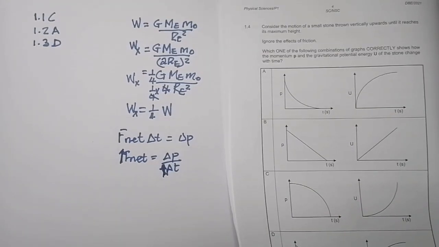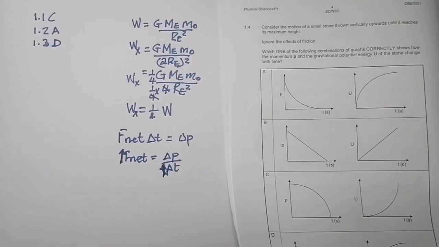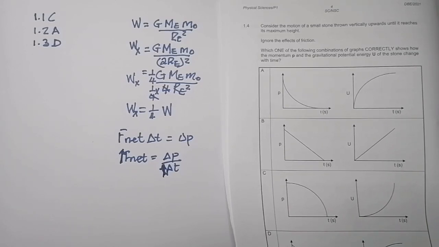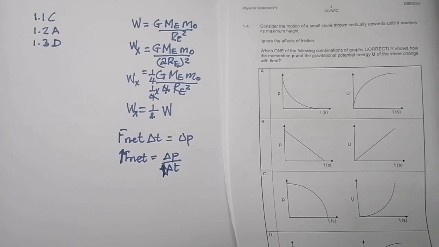Okay, question 1.4 quickly. They say, consider the motion of a small stone that's thrown vertically upwards until it reaches its maximum height. So obviously, as it goes up, the velocity will keep decreasing, right? They say ignore the effects of friction. So we know that it's moving under projectile motion, so gravity is the only force acting on it. They ask, which one of the following combinations of graphs correctly shows how the momentum and the gravitational potential energy of the stone change with time?